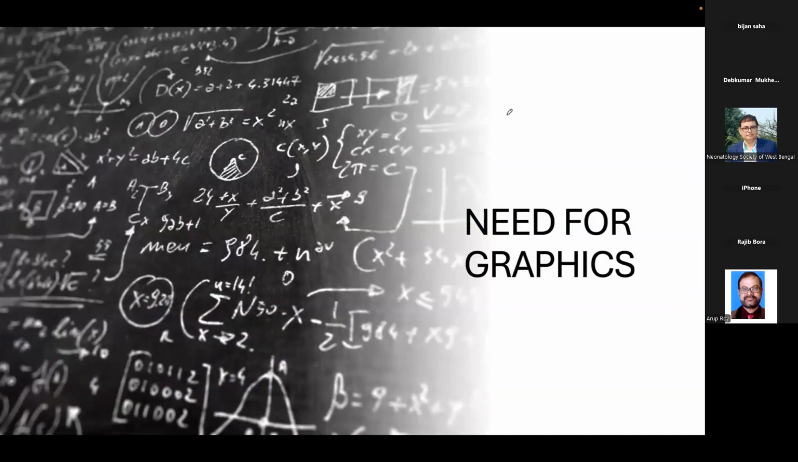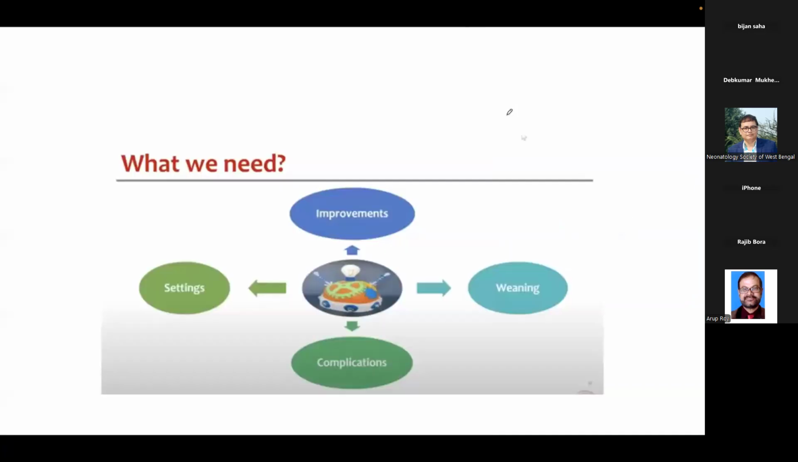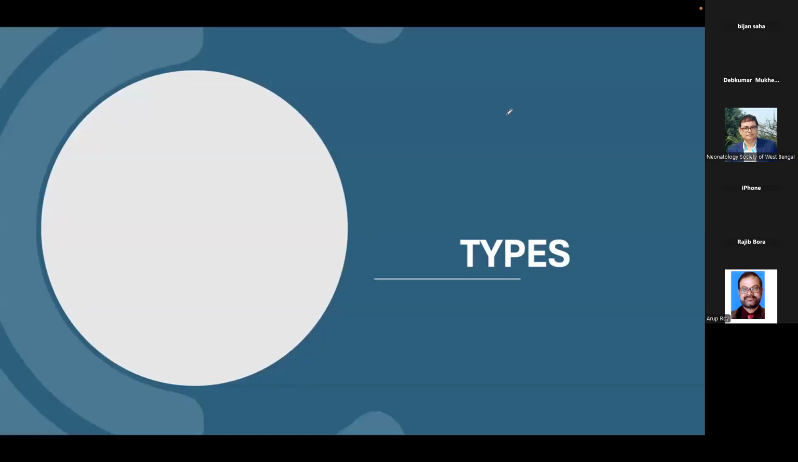Then why are these graphics important, and why has this talk been given to me? Because when we set certain settings for the patient, we must know whether there is improvement or not. We also should know whether, because of those settings, the patient is being harmed. Are there any complications happening? And lastly, if everything is going fine, we must know that yes, the patient is ready to wean. All of these things are important, and graphics help us to understand them better.